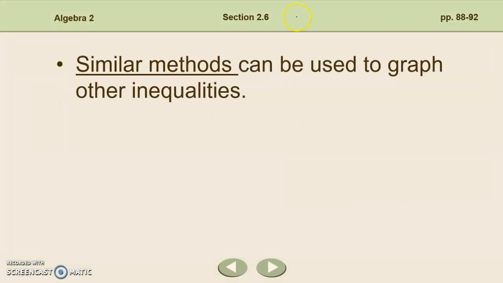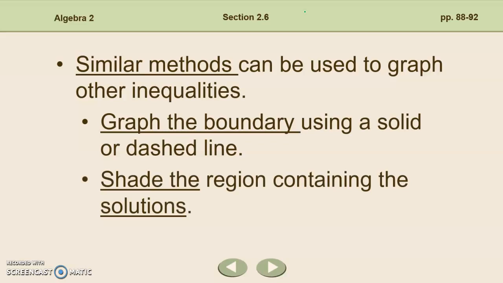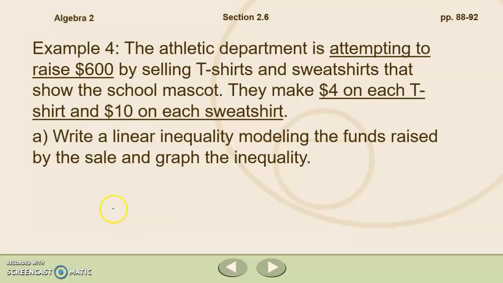Similar methods can be used to graph other inequalities. First, graph the boundary using a solid or dashed line, depending on the sign, and then shade the region that contains the solutions. Greater than will shade up, and less than will shade down. Let's take a look at this in action in a real-world problem.